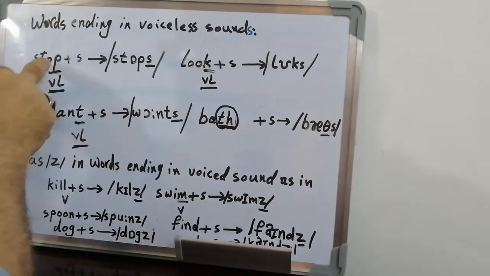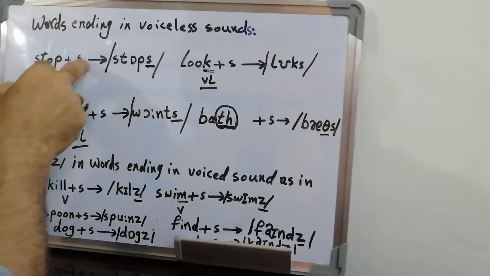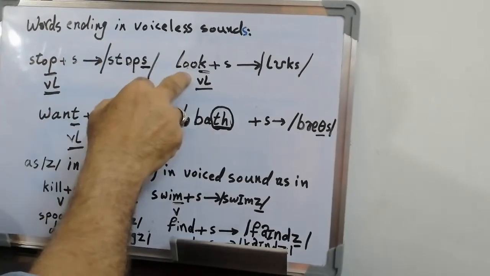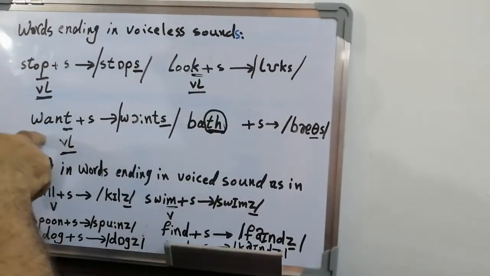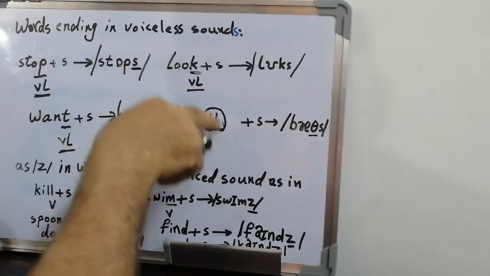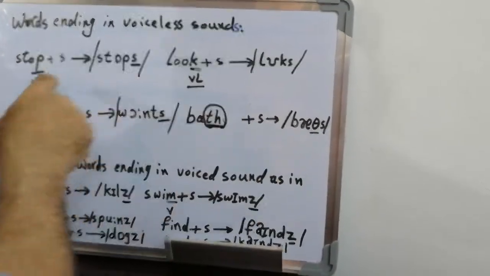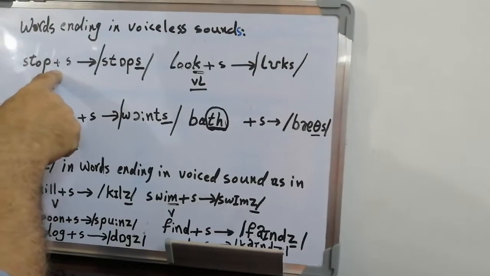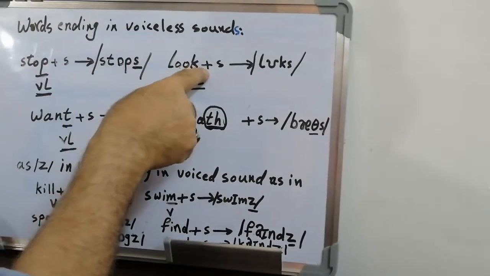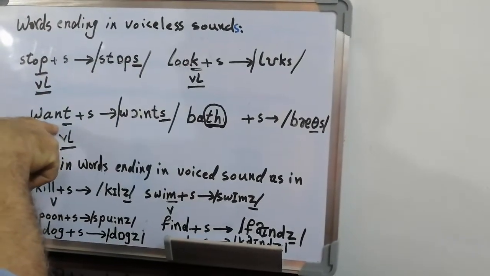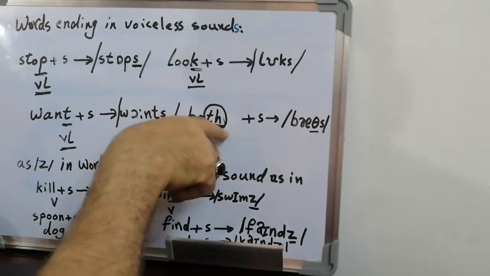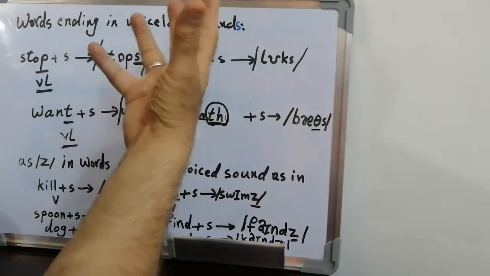Now let me repeat. "Stop", we say "stops". "Look", "looks". "Want", we say "wants". "Bath", we say "baths". So these are voiceless sounds. The p is voiceless. This is also voiceless. This is voiceless. And this is also voiceless.